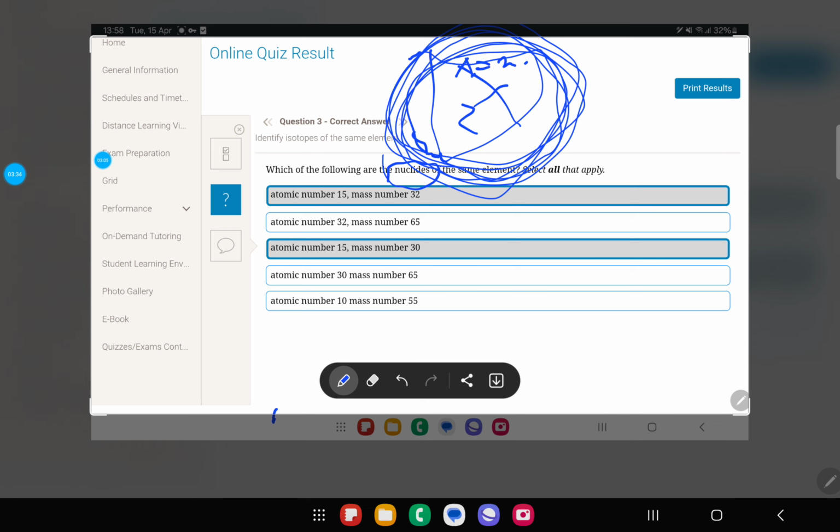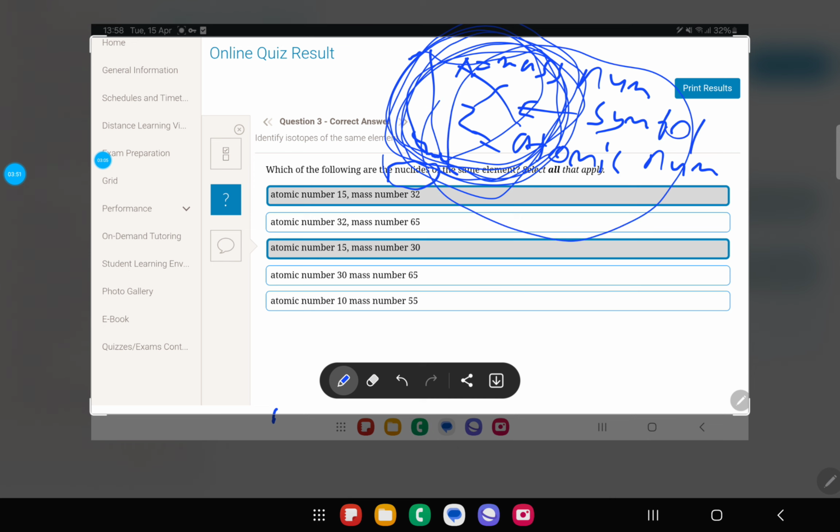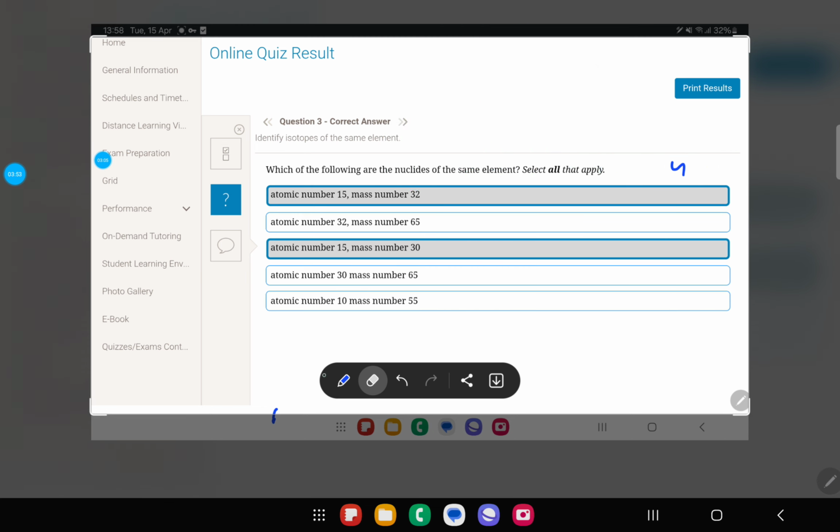This is the mass number, while this is the atomic number, and this is the chemical symbol for the element. All of these make up a nuclide. Okay, let's go back. So, of the same element. When we see nuclides of the same element, we know they are referring to isotopes.